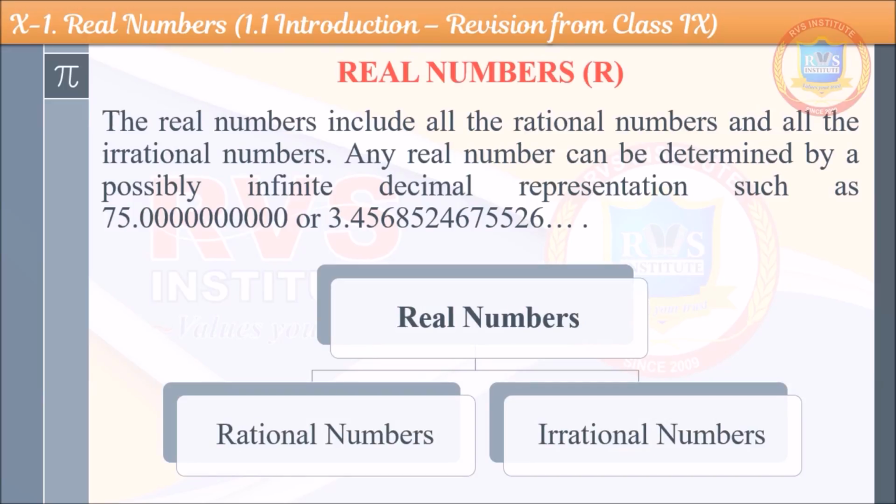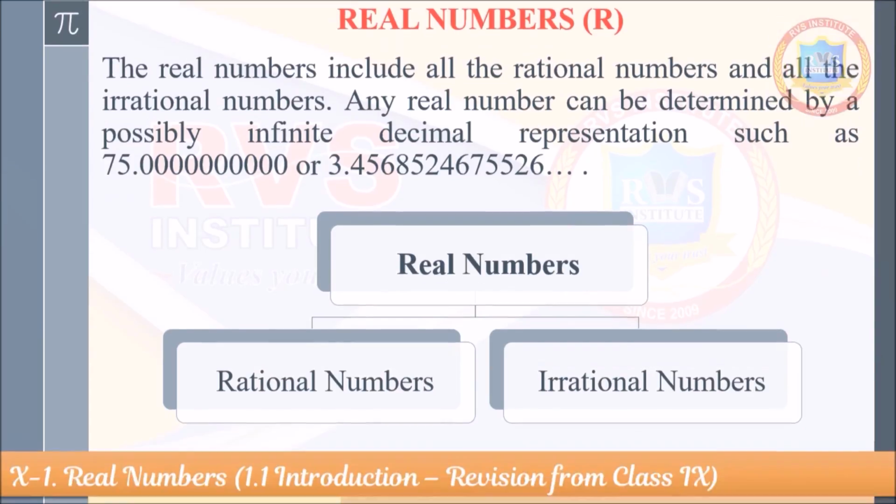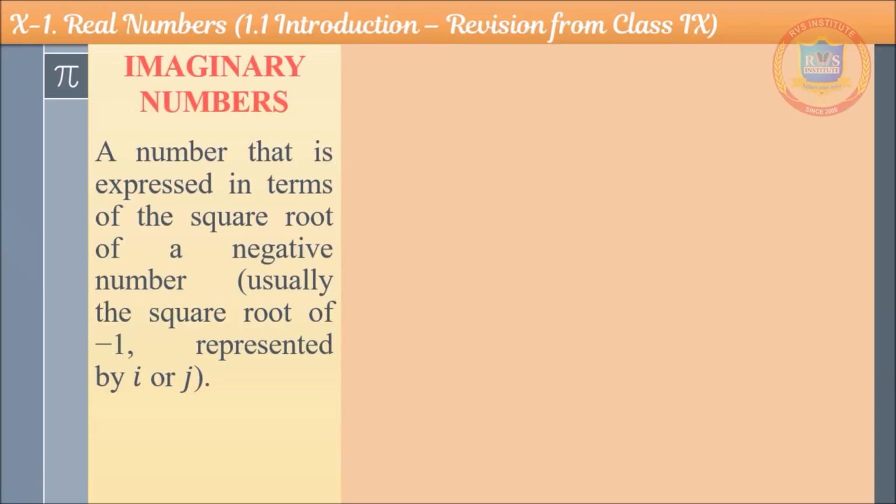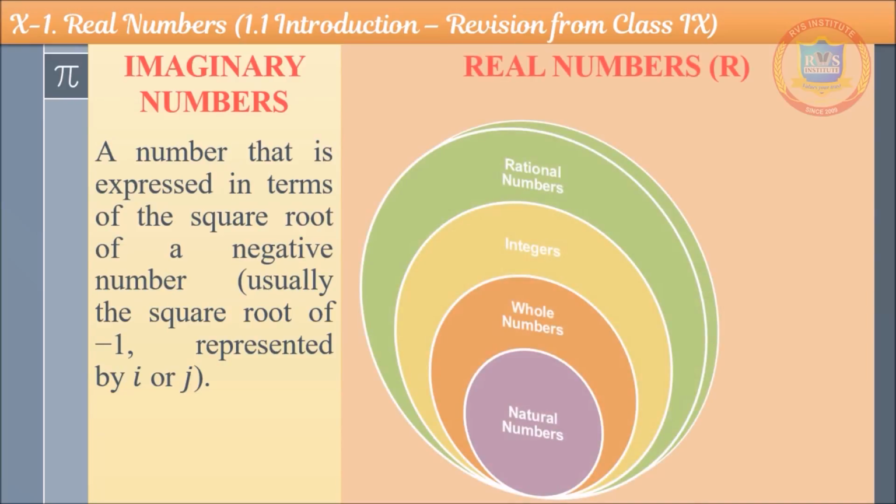Real numbers are classified into two categories: rational numbers and irrational numbers. Now, a number that is expressed in terms of the square root of a negative number, usually the square root of -1, is represented by iota or j. Real numbers. This is a very simple graph to understand what real numbers are.